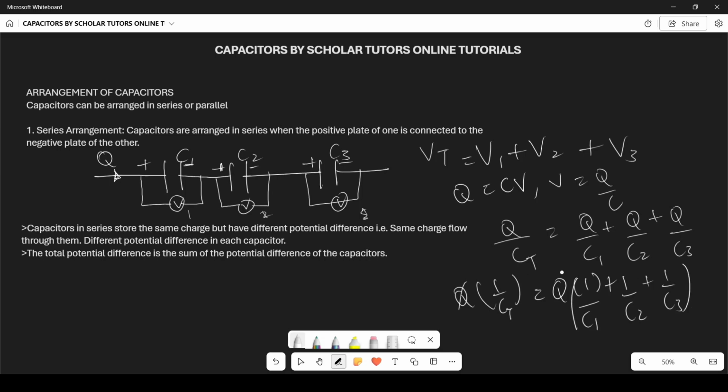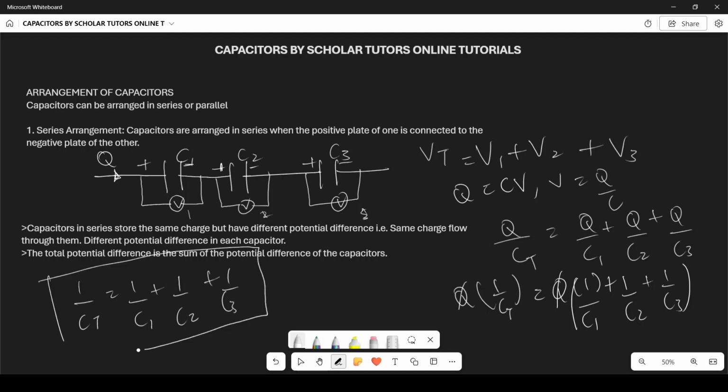Q can cancel on both sides. So we have 1 over C total is equal to 1 over C1 plus 1 over C2 plus 1 over C3. This formula is very important when calculating the total capacitance or the effective capacitance of capacitors in series arrangement. You should never forget this formula.